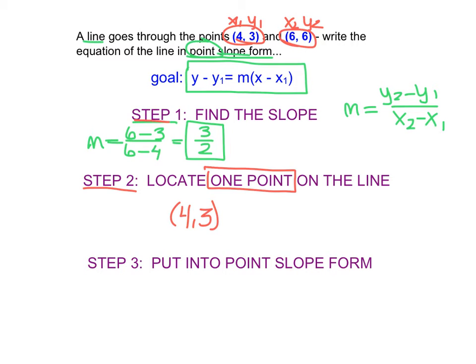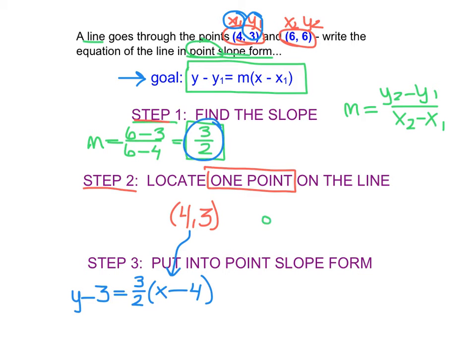So I'm going to start with my equation here. I'm going to take y minus the y-coordinate of the point I picked, which is 3, is equal to my slope, which I found earlier, of 3 over 2, parenthesis, x minus our x-coordinate, which is 4. So if we pick this point, this will be our equation.